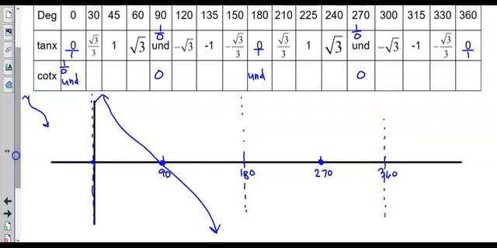Something like that. That wasn't the best. That one was a little better. Like so. So yeah, those don't look great.